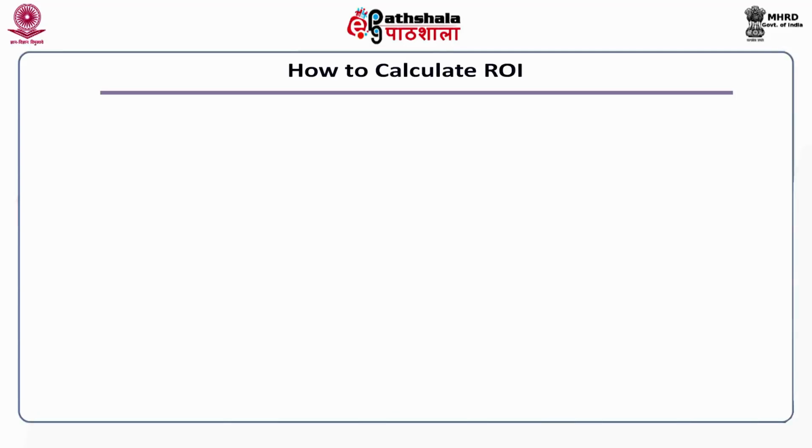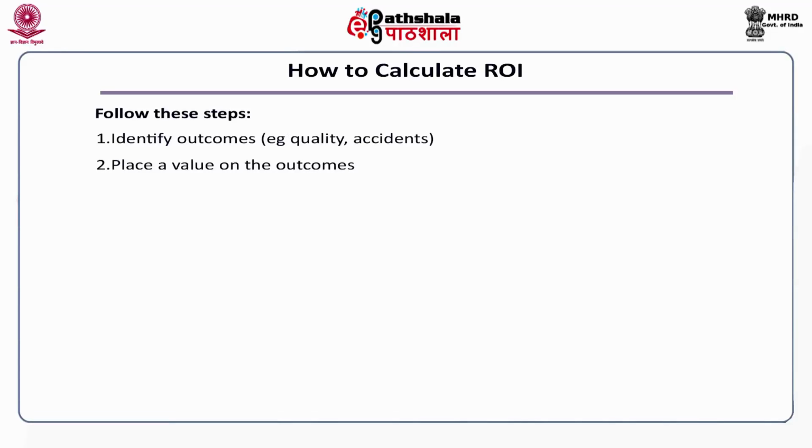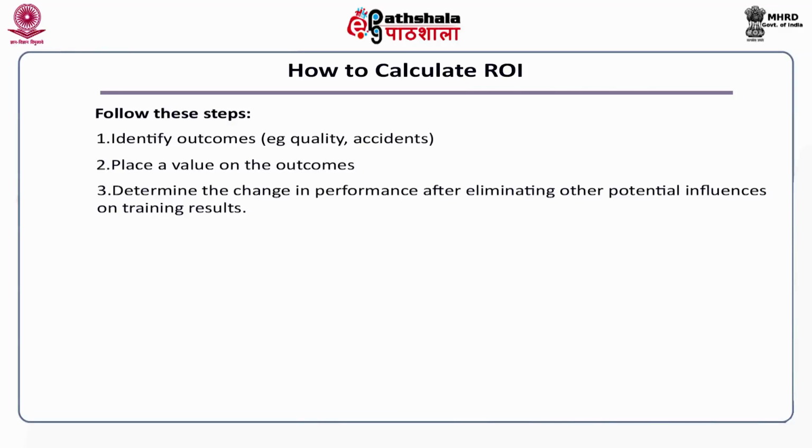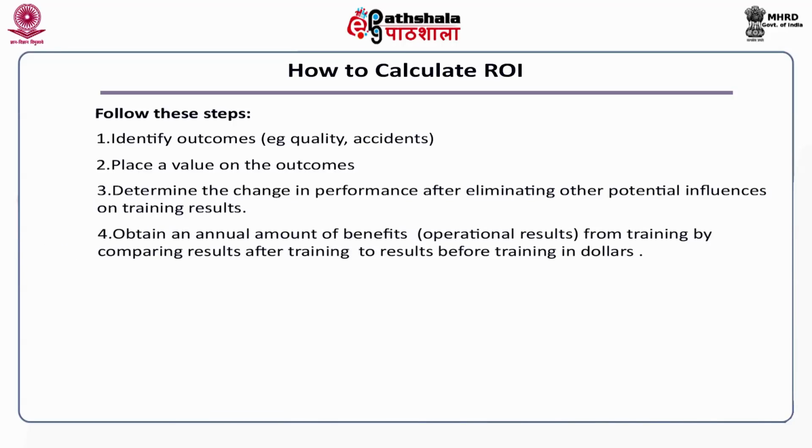How to calculate ROI? We need to follow these steps in order to calculate ROI. Number 1, identify outcomes such as quality or accidents. Second, place a value on the outcomes. Third, determine the change in performance after eliminating other potential influences on training results. Fourth, obtain an annual amount of benefits from training by comparing results after training to results before training in dollars.